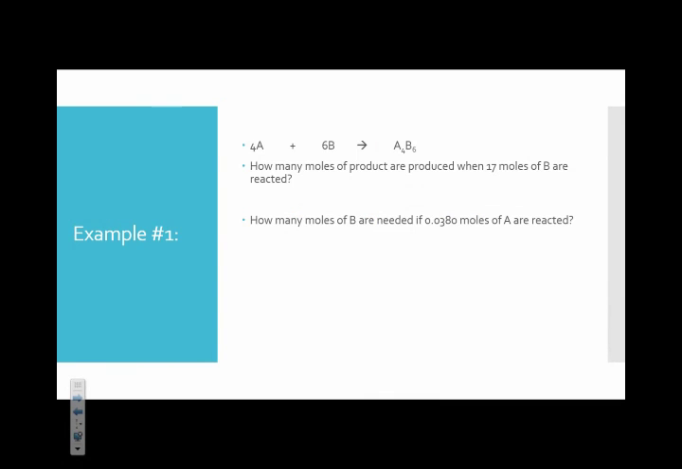Okay, so let's say we had 4A reacting with 6B to make A4B6. How many moles of product are produced when 17 moles of B are reacted? When we look at this balanced chemical reaction, we notice that there are 6B for every 1 mole of product. So that's a relationship: 6 moles of B are equal to 1 mole of A4B6.